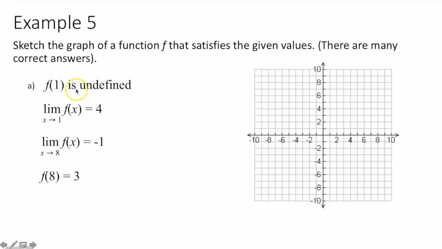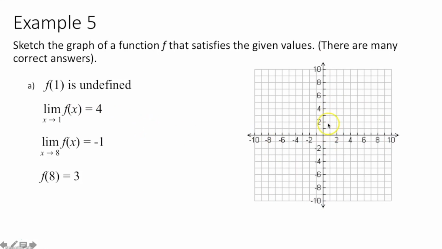It says f of 1 is undefined. So you look over here, that means that at x is equal to 1, your function is either going to have a hole or an asymptote. Let's keep reading to figure out which one. It says the limit as x approaches 1 of our function has to equal 4. Because the limit as x approaches 1 exists for this particular function, that means it's going to be a hole, not an asymptote. If it was an asymptote, the limit would be infinity or negative infinity or non-existent. So what we do then is we put a hole at x is equal to 1.